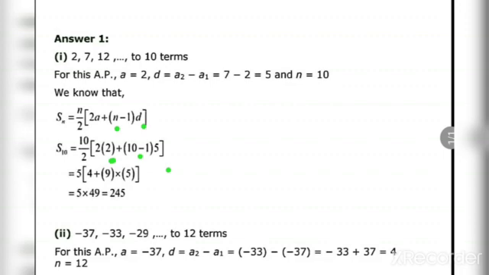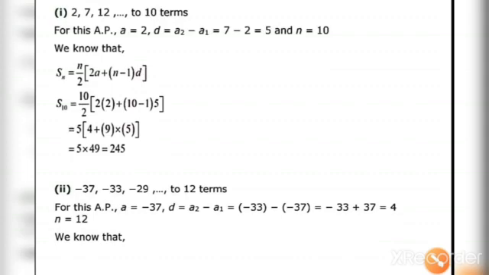In place of d put the value of 5 here. So by using this you have to find 10 minus 1, that is 9, 2 multiplied by 2, that is 4, and 5 is as it is here, and 10 by 2 is 5. So 5 multiplied by 49, because in the bracket it is 49, and 49 multiplied by 5 is 245 over here.